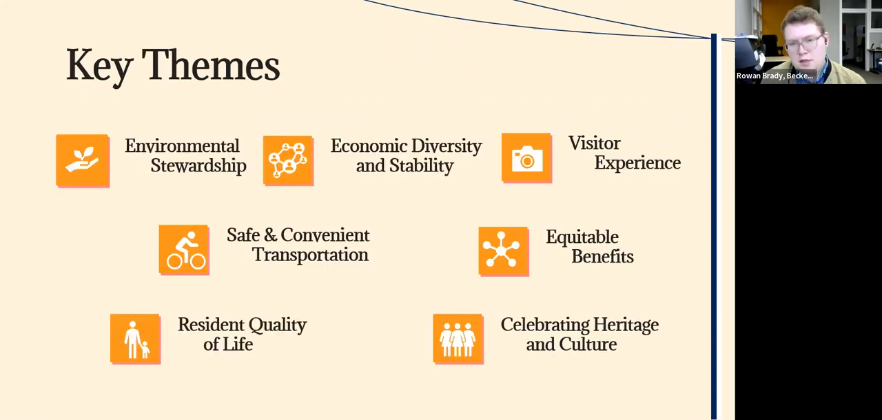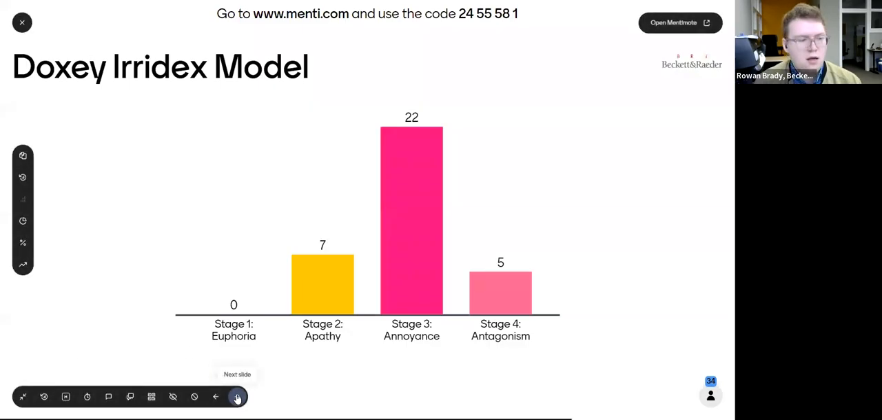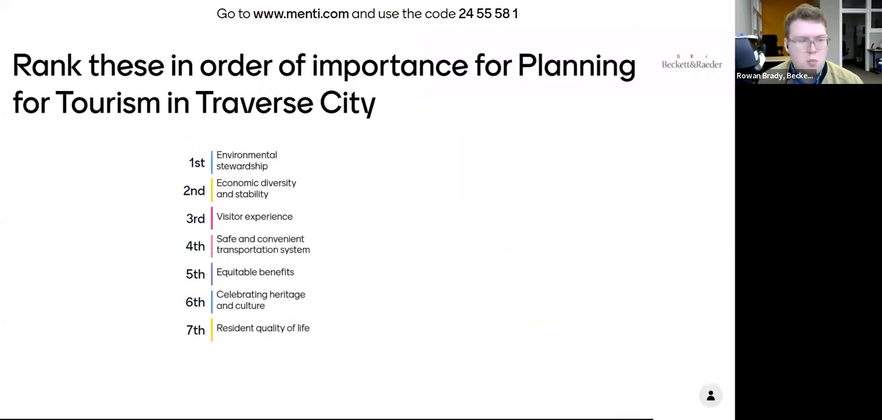Slide. If we synthesize all of the case studies, there are really 7 core themes that emerge. I would like you to rank these 7 themes from most important for planning for tourism in Traverse City to least important. So Sarah, if you want to switch to Mentimeter. And while all of these factors are certainly important, it is helpful to gain an understanding of what you see as the top priorities, and then we can craft our strategies around planning for tourism in accordance with your priority ranking.